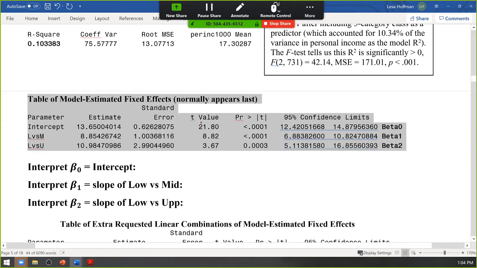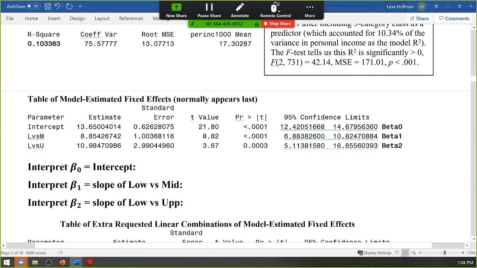So in this little table right here, you see that each of these fixed effects has a T. So just to remind you where that T comes from, the first column is the estimate. In this case, this is my fixed intercept estimate. This is the estimate for the slope that goes with low versus middle, and this is the estimate for the slope that goes with low versus upper.